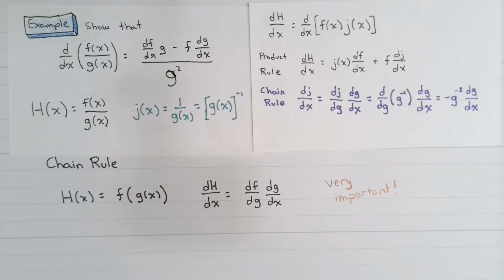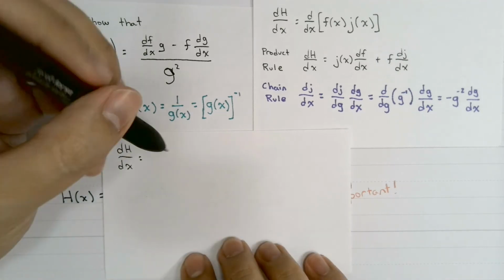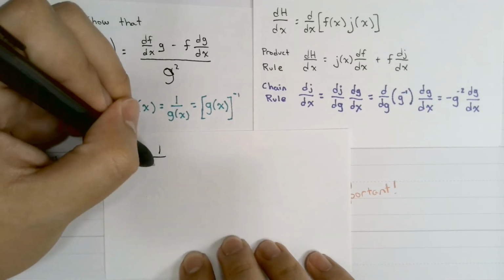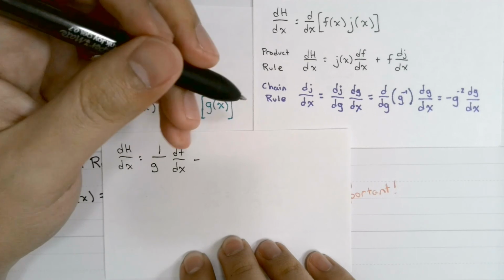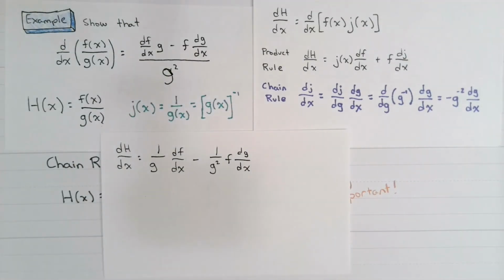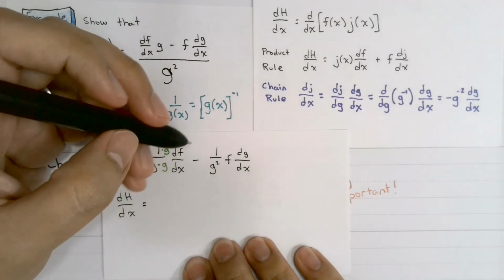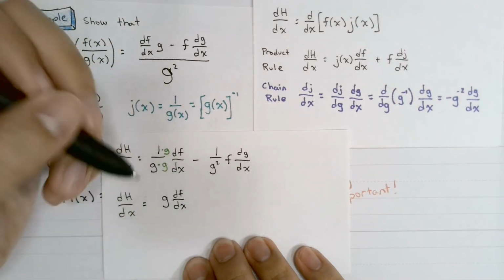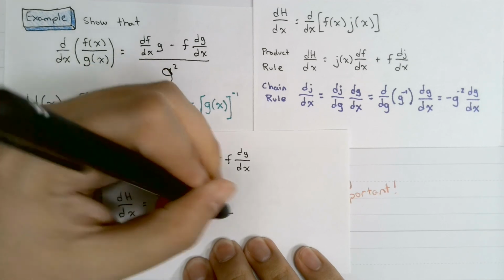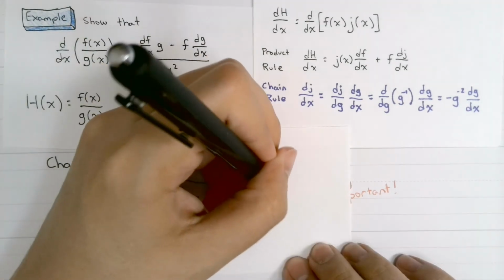Finally, we're left with dh over dx equal to j, which is actually just 1 over g, times df over dx, minus 1 over g squared times f times dg over dx. With a little bit of manipulation, we end up with g times df over dx minus f times dg over dx, all over g squared. And this is actually known as the quotient rule, and it's the last rule that we'll cover in this video.